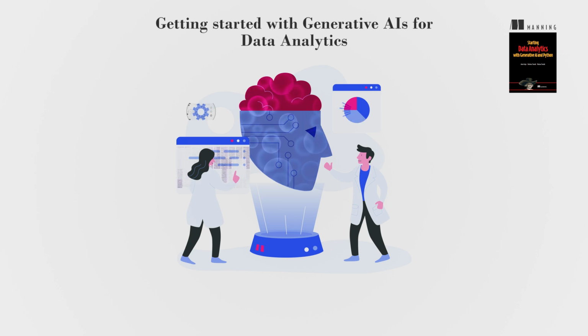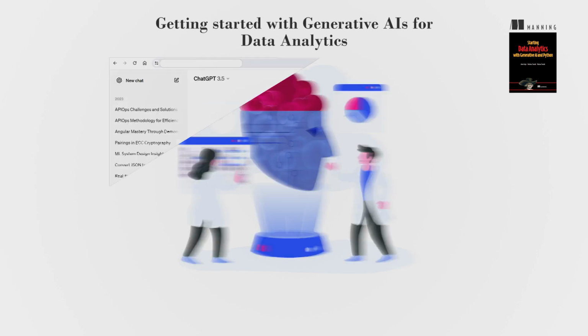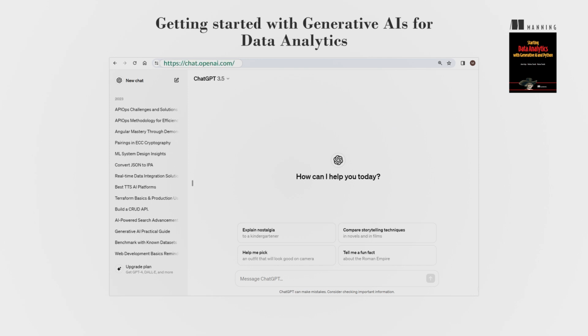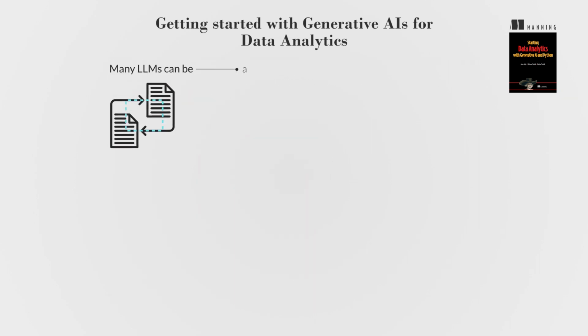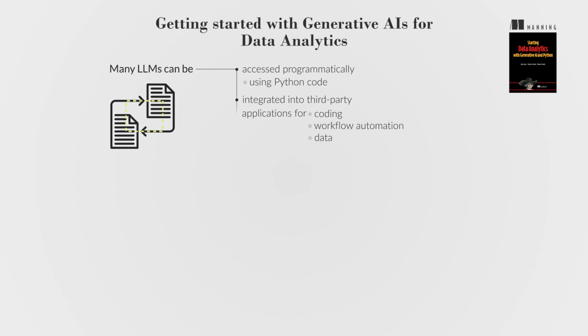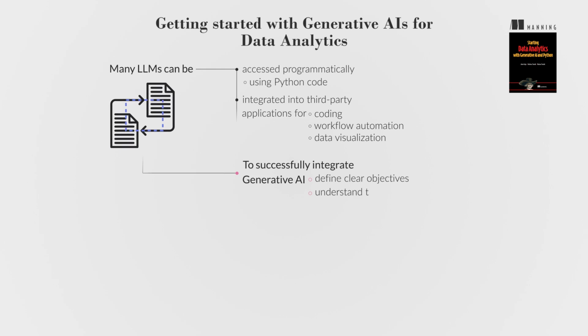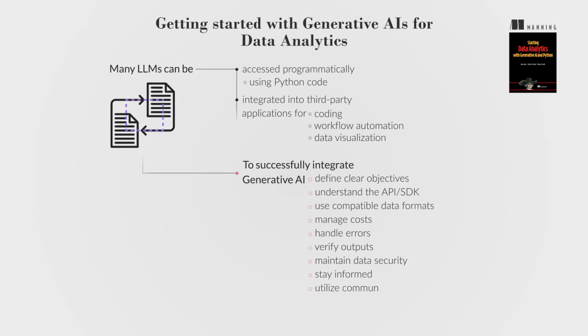To become adept at interacting with generative AI, there are multiple ways to engage with AI advisors. ChatGPT can be accessed through the OpenAI website, which is user-friendly and cost-effective for most interactions. The OpenAI API allows for programmatic access to ChatGPT, supporting various languages and enabling custom applications and analytics dashboards. Many LLMs can be accessed programmatically, for example using Python code, to send prompts and receive responses. They can also be integrated into third-party applications for coding, workflow automation, and data visualization. To successfully integrate generative AI, define clear objectives, understand the API SDK, use compatible data formats, manage costs, handle errors, verify outputs, maintain data security, stay informed, and utilize community resources.